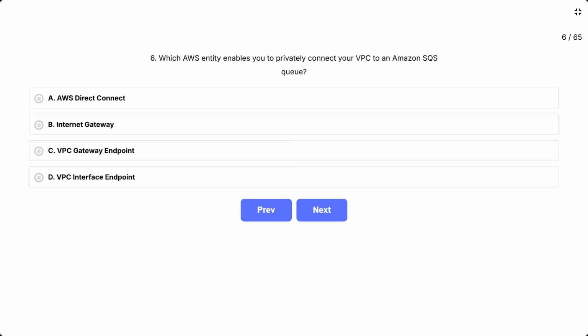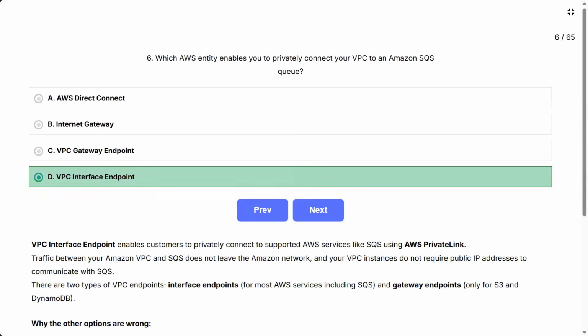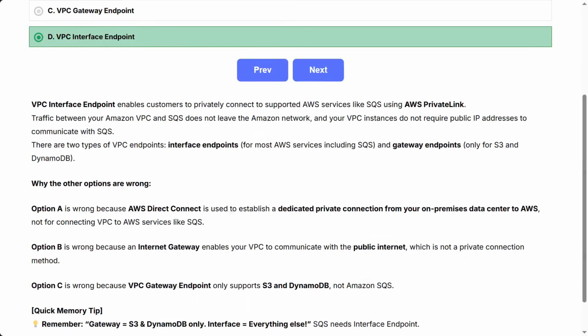The correct answer is D, VPC Interface Endpoint. VPC Interface Endpoint enables customers to privately connect to supported AWS services like SQS using AWS PrivateLink. Traffic between your Amazon VPC and SQS does not leave the Amazon network, and your VPC instances do not require public IP addresses to communicate with SQS. There are two types of VPC endpoints, interface endpoints, for most AWS services including SQS, and gateway endpoints, only for S3 and DynamoDB. Why the other options are wrong?